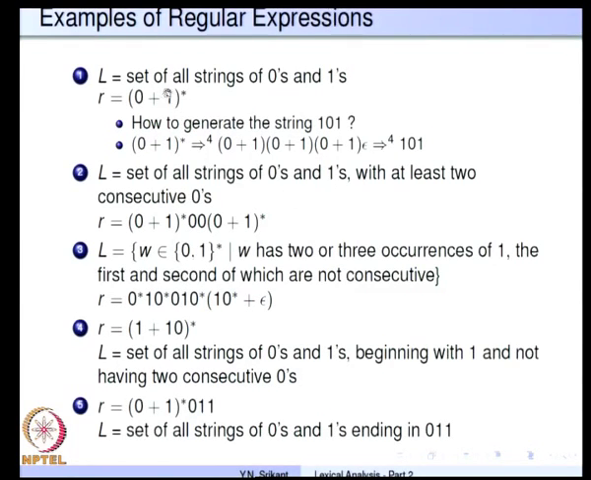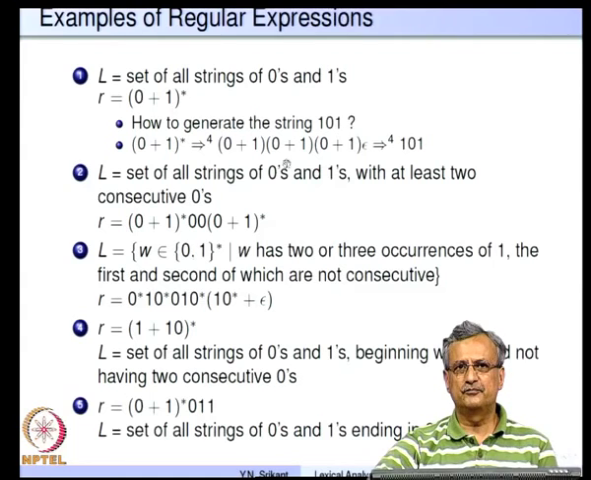In this way, since you can replicate 0 plus 1 any number of times, we have done it 4 times here, you can do it 40 times or 400 times or any number of times. We can generate all strings of zeros and ones. Each of these replications can generate a 0 or 1, thereby we can generate every one of the strings possible from the combination of zeros and ones.